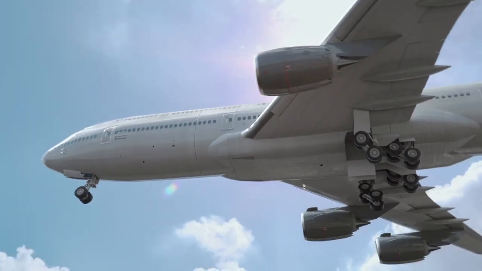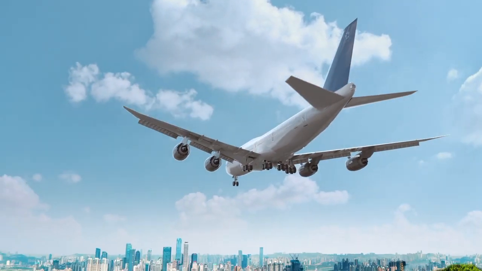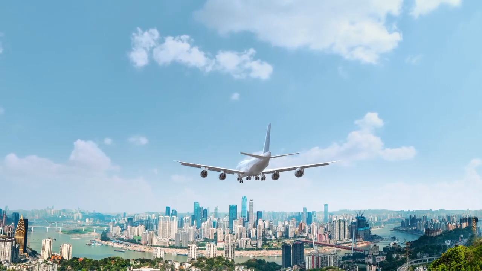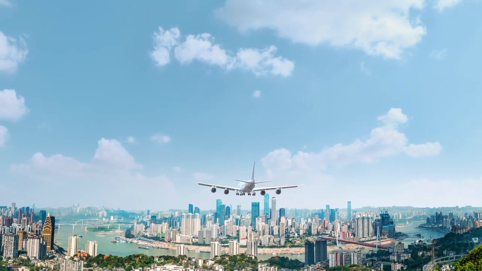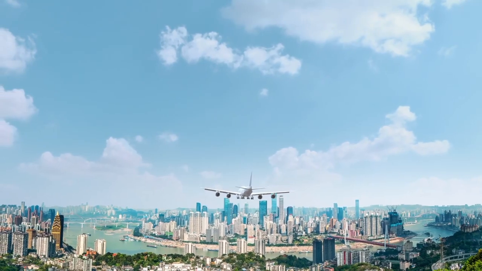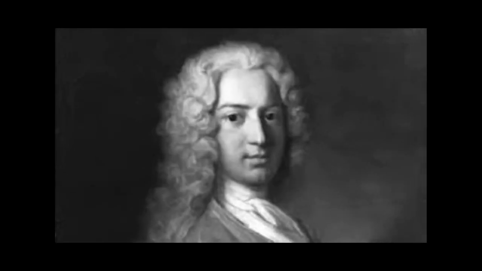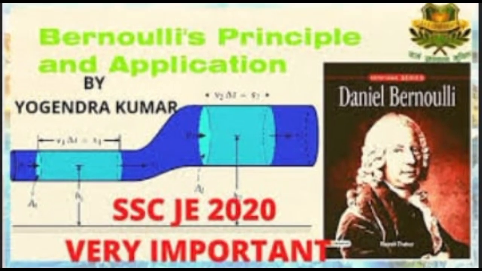Have you ever wondered how airplanes weighing thousands of pounds can lift off the ground and soar through the sky? It all comes down to a fascinating science principle discovered by a Swiss scientist, Daniel Bernoulli, over 200 years ago. It's called Bernoulli's principle, and today we're going to break it down step by step.